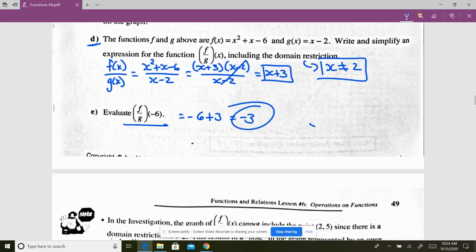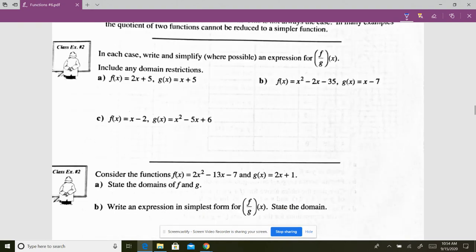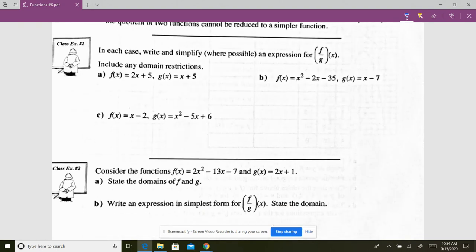So I'm going to do a couple more examples here. Next page. We're going to simplify these expressions, f over g of x, for the following functions. So the first one, a, f of x over g of x is 2x plus 5 over x plus 5. So right away, what can x not be? Minus 5, because it would make the denominator 0. So there's your domain restriction. x cannot equal negative 5. Can I simplify this expression?